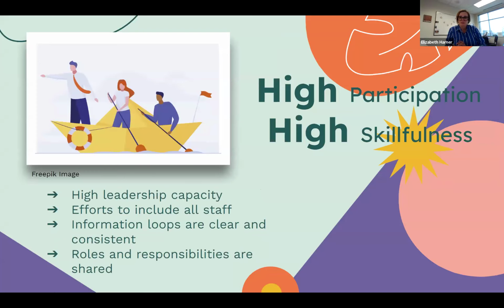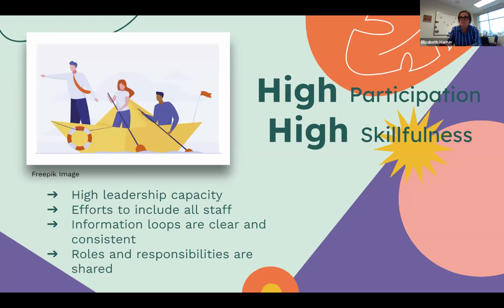The last one, this is where you really want to be. This is high participation, high skillfulness. When you think about your leadership, what are you doing to build that capacity? That's really what I want to talk about more today: are you making efforts to include all of your staff? Does that mean that your information is clear and consistent, and is it flowing both ways between you and the people that are working in your program?